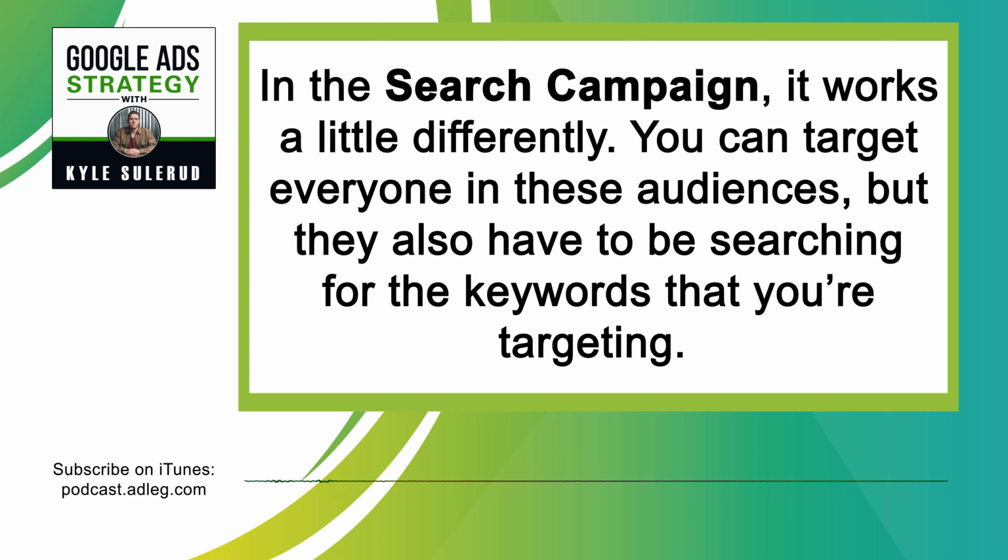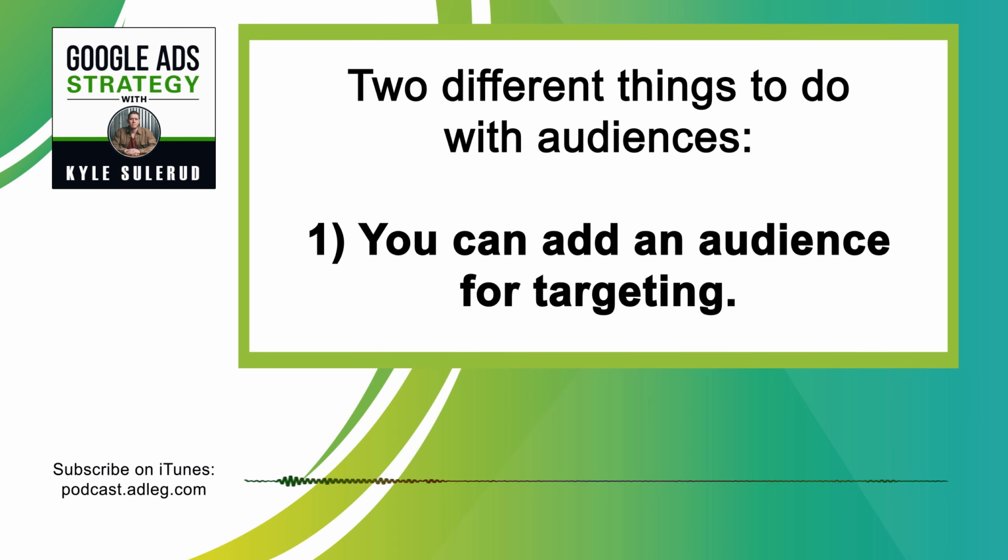Your search campaigns need keywords. Your ads aren't going to show up if you don't have keywords. So keywords come first, and then we can do different things with the audiences in addition to that. So there's two different things to do with the audiences. You can add an audience for targeting.